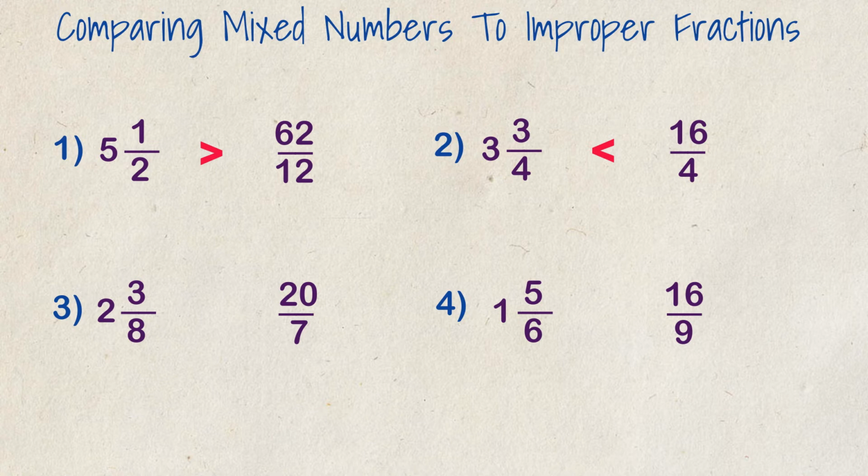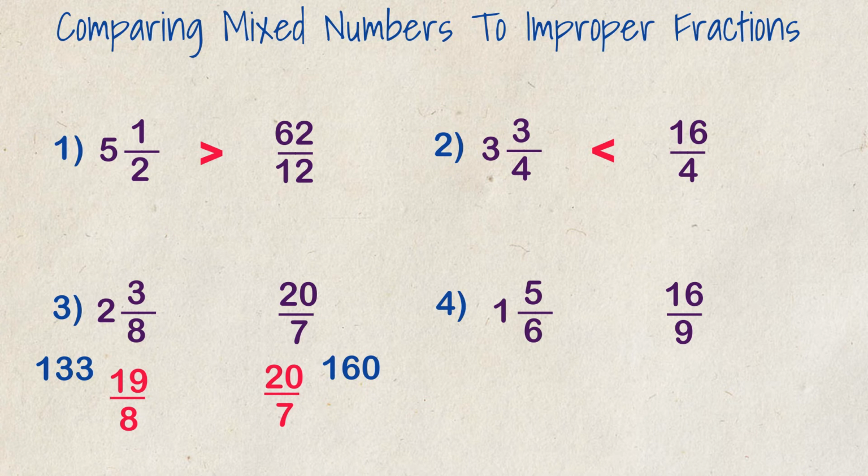Example 3, compare 2 3/8 to 20 over 7. For this one, let's convert the mixed number to an improper fraction. We can multiply our denominator of 8 times the whole number of 2, and we get 16. We add 3 to it and get 19. 19 over 8 is going to be compared to 20 over 7. We can then cross multiply our numerators and denominators, and we get 19 times 7 is 133, and 8 times 20 is 160. 160 is greater than 133, so that means 20 over 7 is greater than 2 3/8.